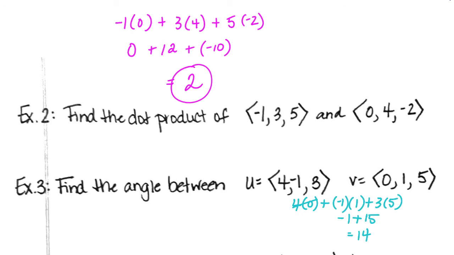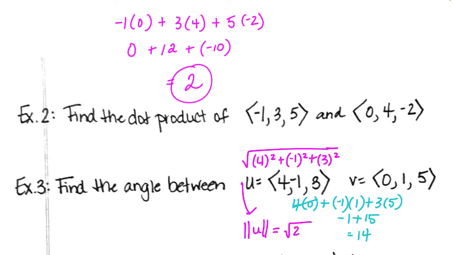We also need to find the magnitude of each, so I'm going to find the magnitude of u up here. We're going to take 4 squared plus negative 1 squared plus 3 squared. And it looks like that magnitude is 16, 17, and 26. So I'm going to write that down here. The magnitude of u is the square root of 26. And the magnitude of v, we'll write over here. I have the square root of 0 squared plus 1 squared plus 5 squared. Hey, I think that's the square root of 26 as well.